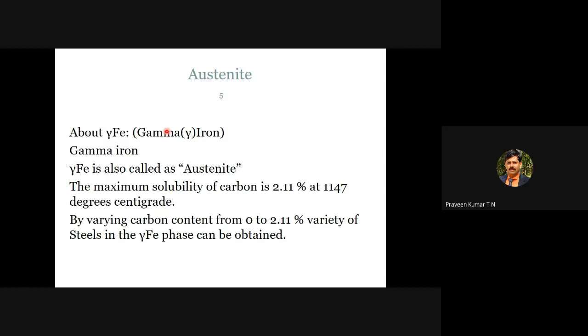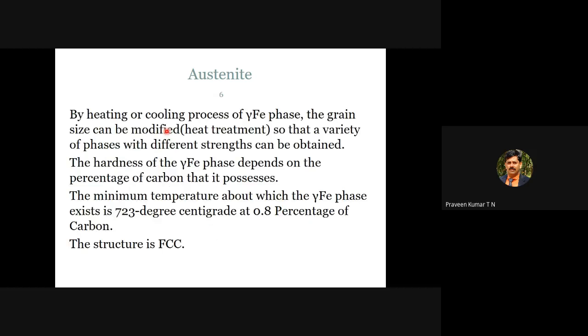So now austenite, it is also referred to as gamma iron. I am pointing towards this: the maximum solubility of carbon in gamma iron is 2.11, at 1147 degrees Celsius. Now you have to see the iron carbon diagram. You have to identify 1147 degrees Celsius and 2.11 percent carbon. That is the maximum solubility of gamma iron, 2.11.